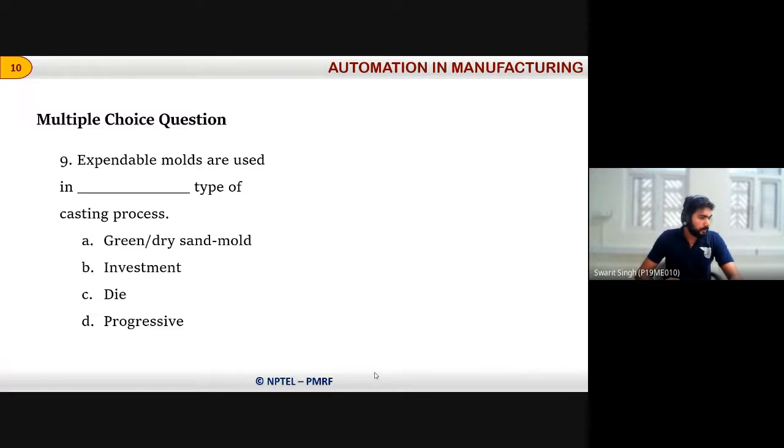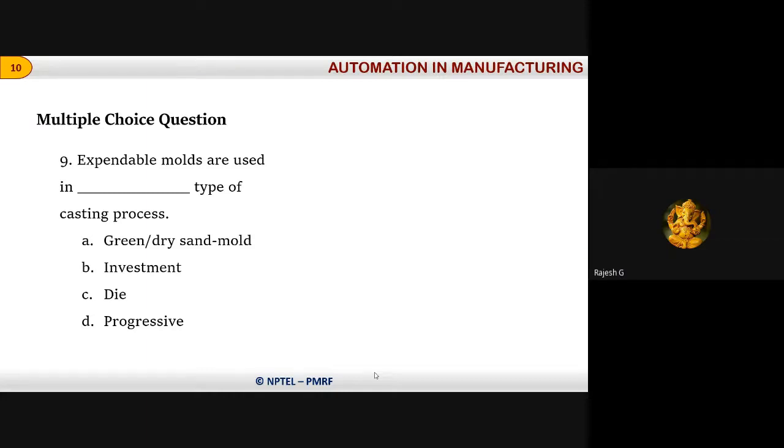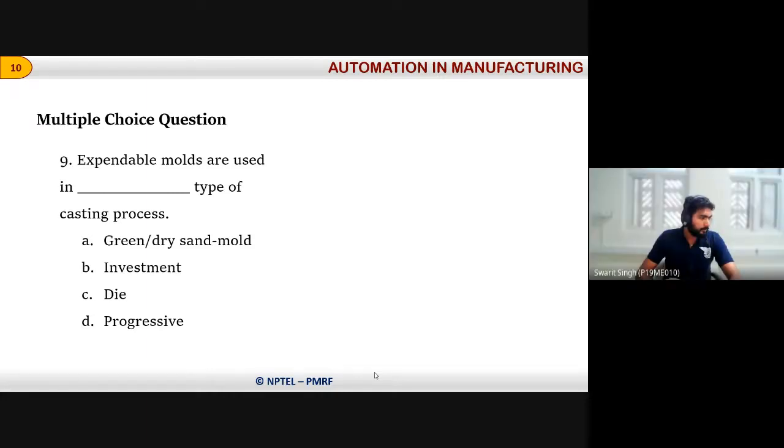T. Sankar Lal says A. Again, one answer is A. Sudeep Chaudhary A. Okay, Rajesh A.